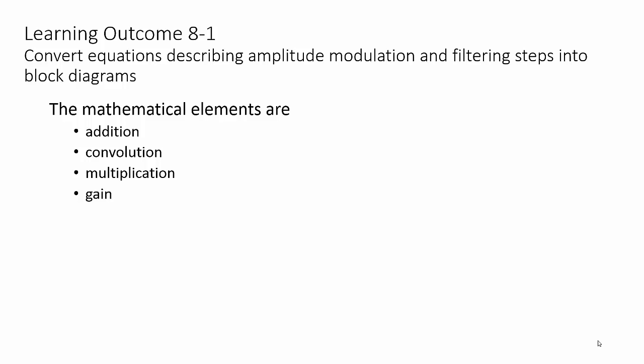We've used many mathematical elements in our equations in order to achieve a goal, and quite often we've drawn them in block diagrams. I want to formalize this because starting in this chapter we're going to be using a lot of block diagrams, and I want to make sure that you can convert an equation into a block diagram, and likewise convert a block diagram into an equation. The mathematical elements on which we're going to focus are addition, convolution, multiplication, and gain. And we're going to look at them in the order of convolution, multiplication, addition, then gain.